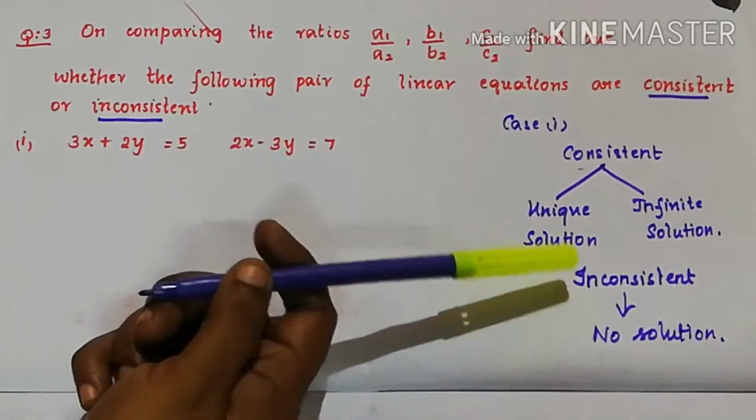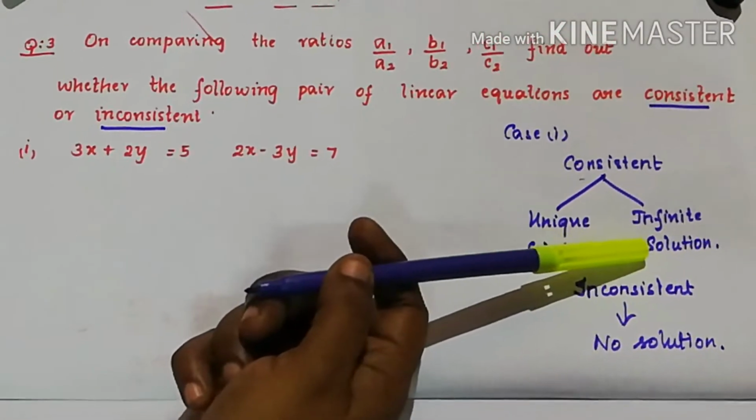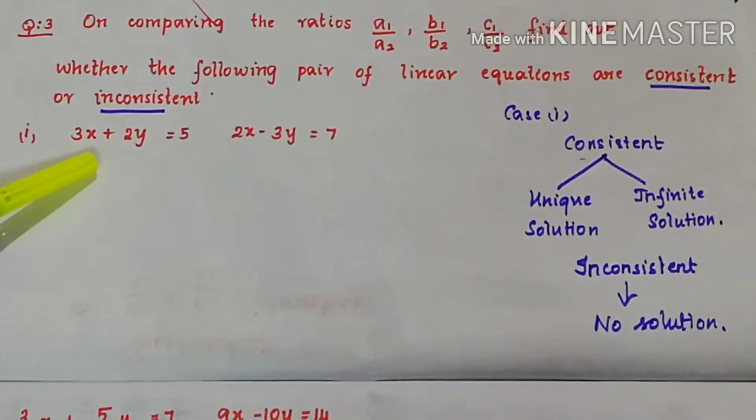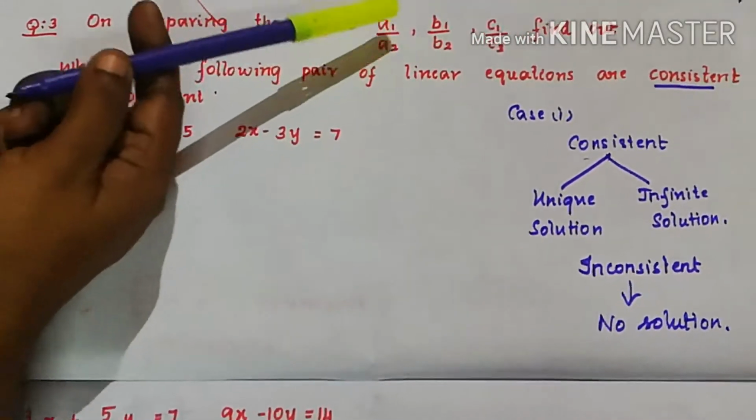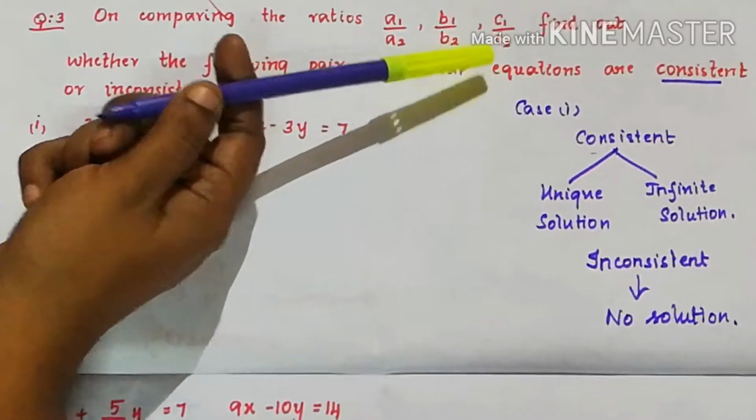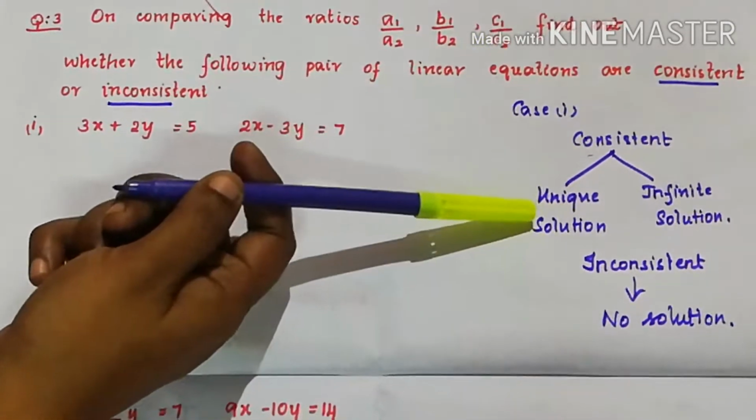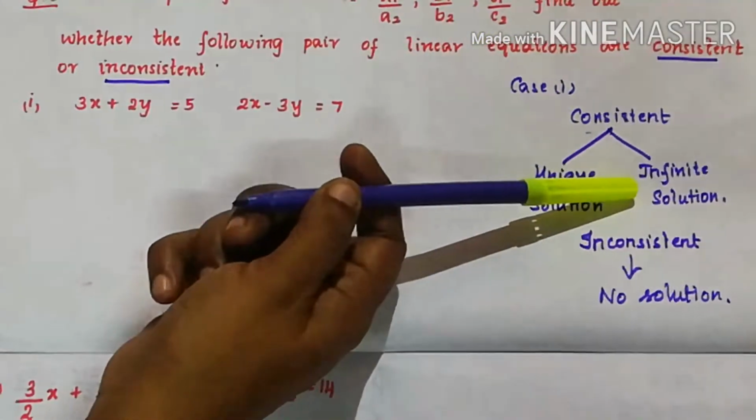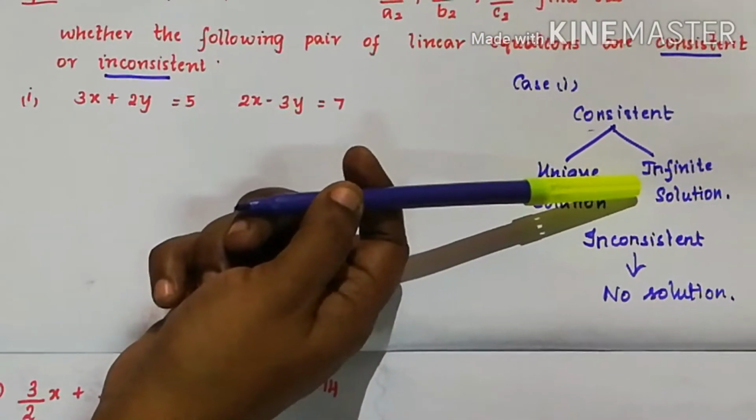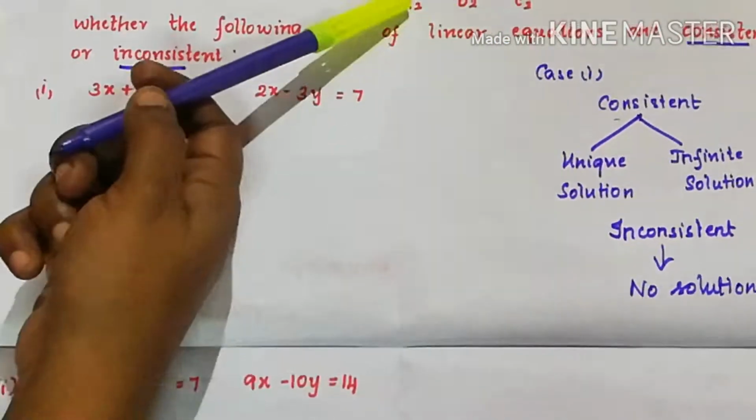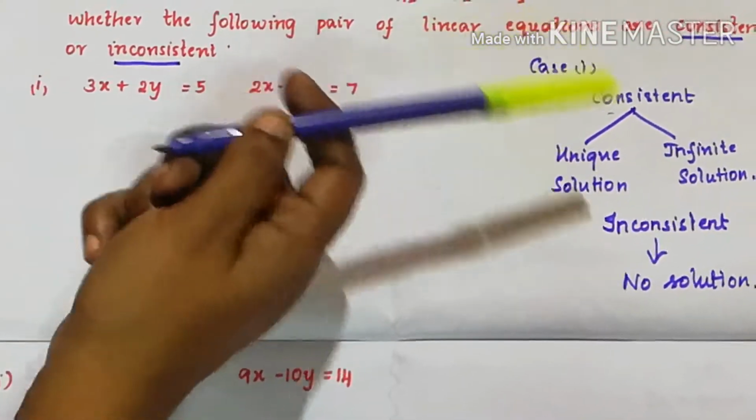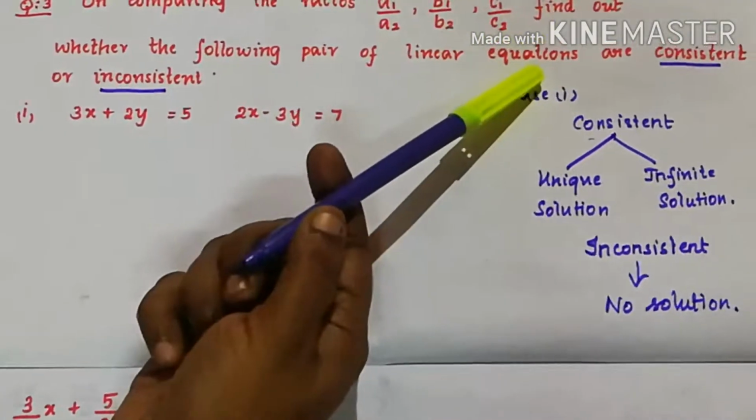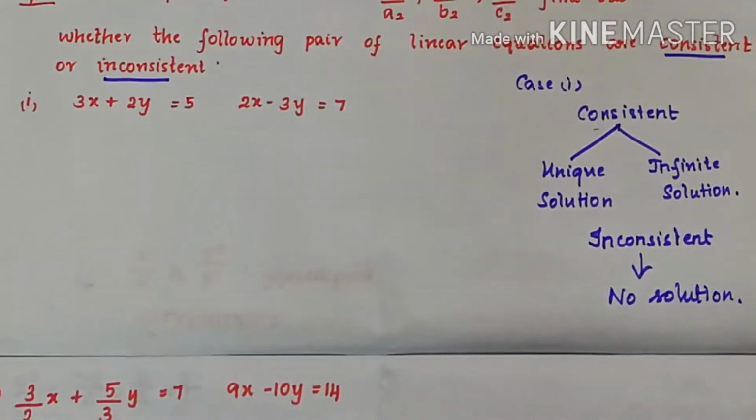How are we going to see whether it has a unique solution or infinite solutions or no solution? We are just going to find the ratios A1 by A2, B1 by B2, C1 by C2. If the ratios are not equal, then it has a unique solution. And if all the ratios are equal, then it has an infinite number of solutions. And if only the first 2 ratios are equal and the third ratio is not equal, then we say it has no solution. So using the ratios only we are going to conclude whether consistent or inconsistent.